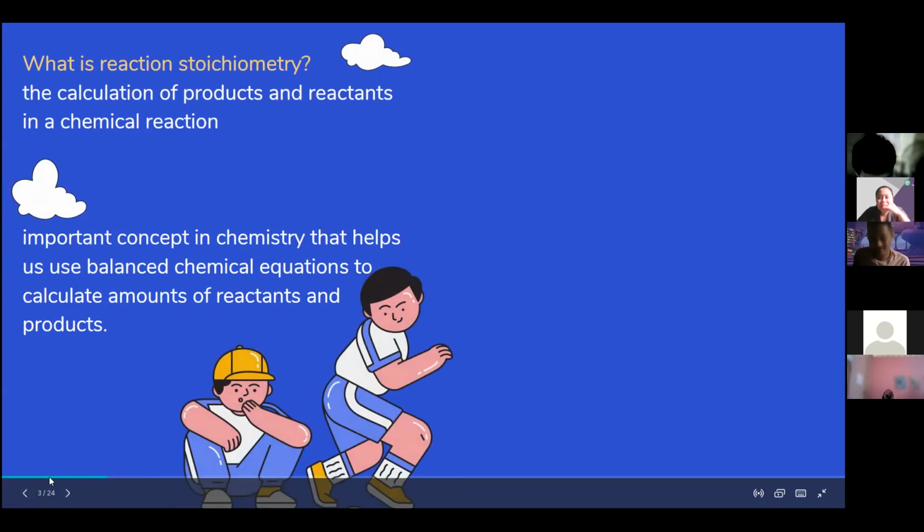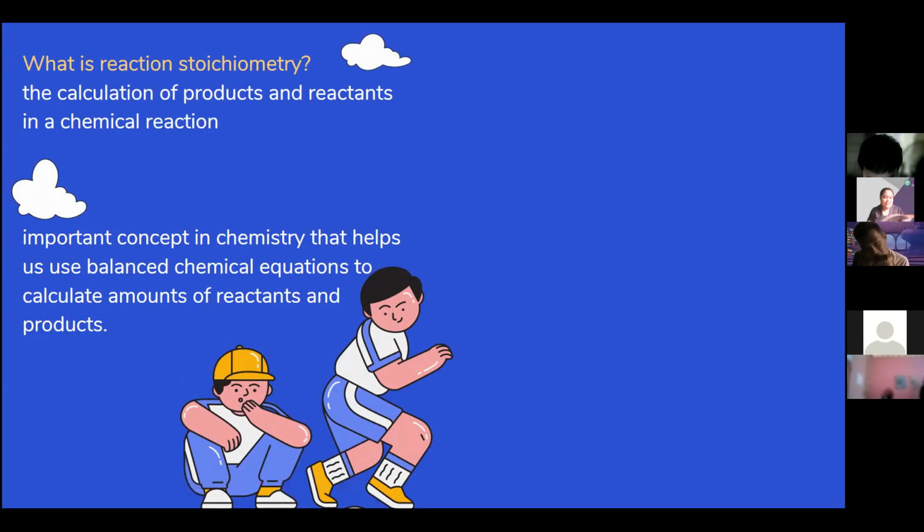It predicts how much of the reactant participates in a chemical reaction, how much product you'll get, and how much reactant might be left over. Since prediction is one of the main goals of science, reaction stoichiometry is a big help and is able to explain phenomena we observe in the natural world, such as a farmer determining how much fertilizer to use. Next slide, please.